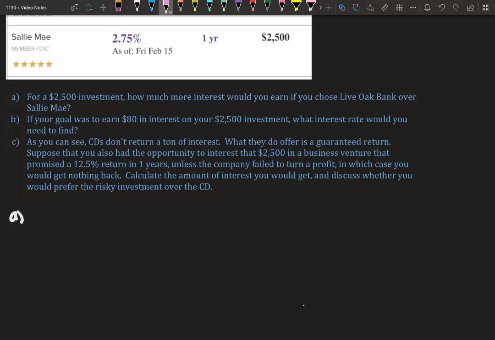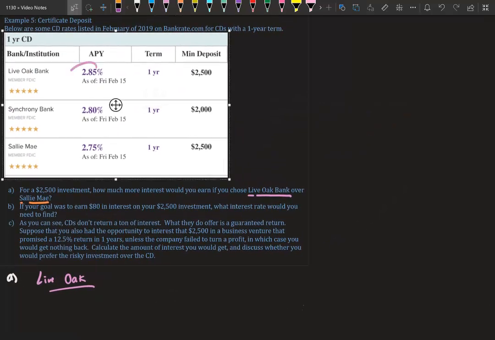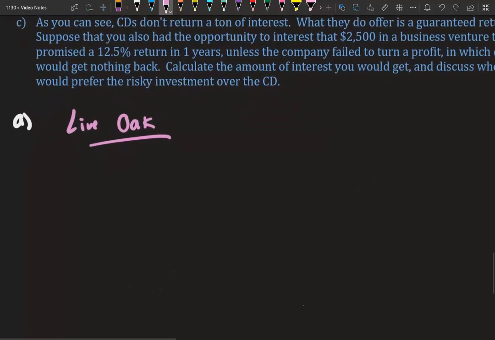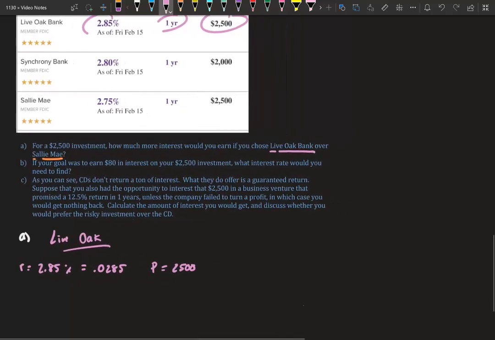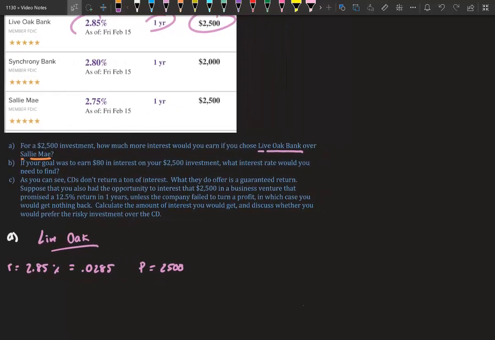So we're talking about two things, Live Oak and Sallie Mae. Let's talk about Live Oak first. Live Oak said you have a rate of 2.85% for 1 year if you deposit $2,500. So our rate is 2.85%, which we know is 0.0285. And they're saying that if we deposit $2,500, so let's find our interest. When your time is 1, you don't ever have to worry about time. When it's just 1, it doesn't change anything.